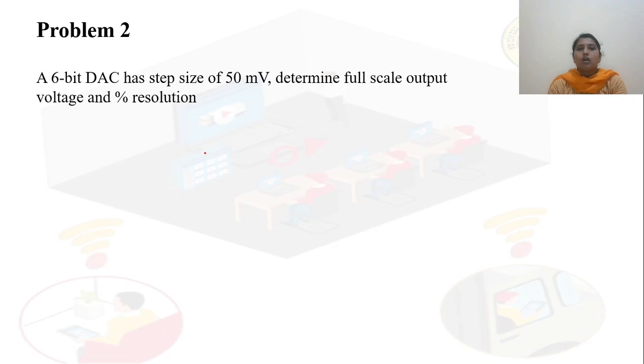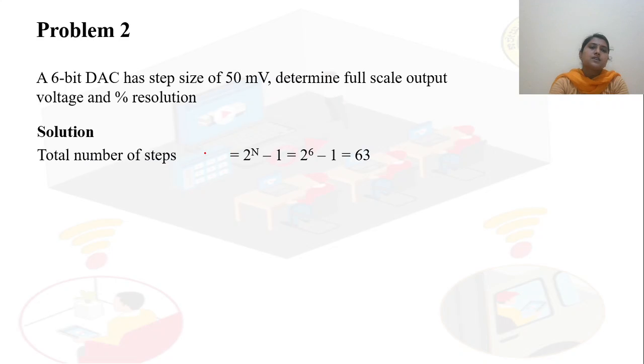We know the formula for full scale output voltage: full scale output voltage is equal to the total number of steps multiplied by step size. So first we have to find the total number of steps for a 6-bit DAC. That is 2 to the power of 6 minus 1. Total number of steps is equal to 2 to the power n minus 1, and here n is 6 because the DAC is 6-bit in size.